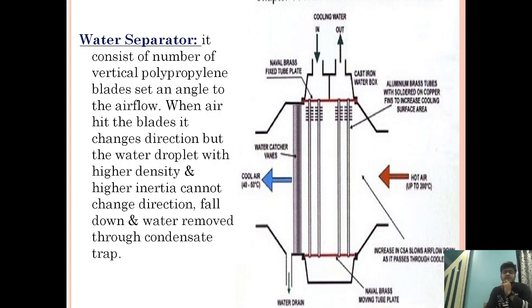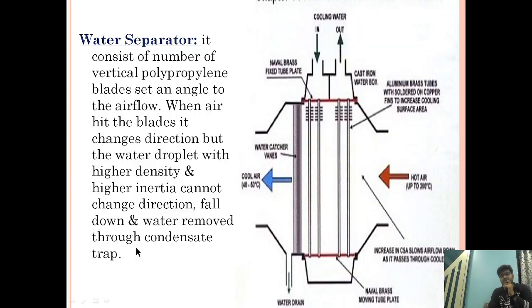Now let's see the water separator. It consists of a number of vertical polypropylene blades set at an angle to the airflow. When the airflow hits the blades, it changes direction, but water droplets with higher density and higher inertia cannot change direction, fall down, and the water is removed through the condensate trap.